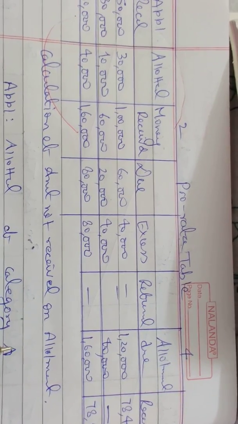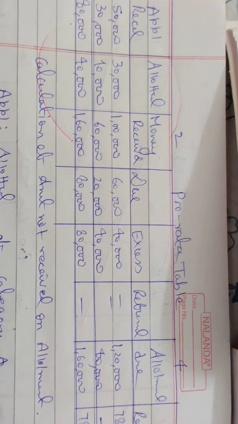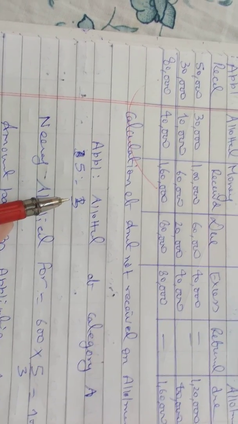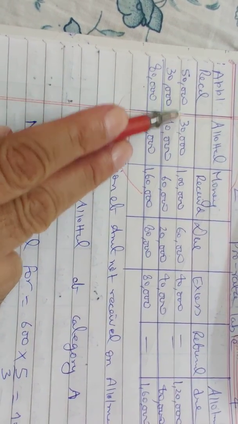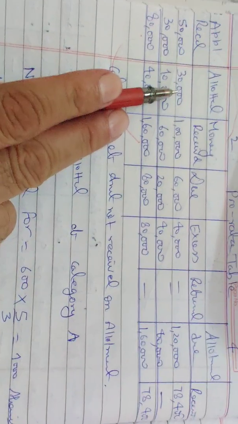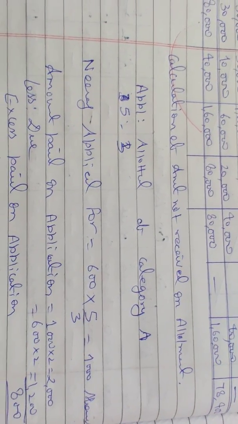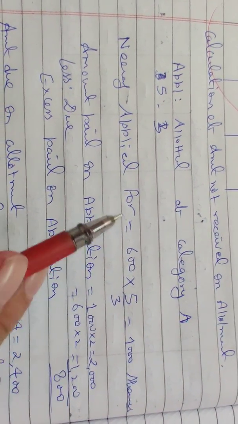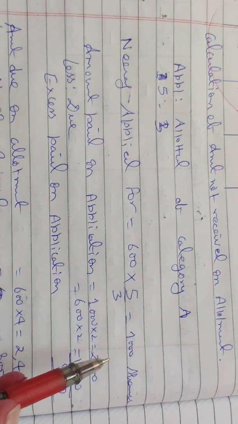Now it is given that Mohan of category B, who was allotted 1,500 shares, failed to pay the allotment money. So again we have to make the pro rata table, which we have already made. Now we have to make a working note. So again we have to find out the ratio of applied to allotted. Ratio of applied to allotted in category A is 5:3. See here, application received 50,000, allotted 30,000. So ratio is 5:3. Now again the allotment of Neeraj is given. So Neeraj applied for, we have to find out. So we will do 5/3. So Neeraj applied for 1,000 shares.